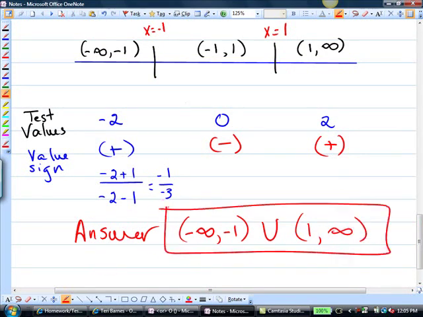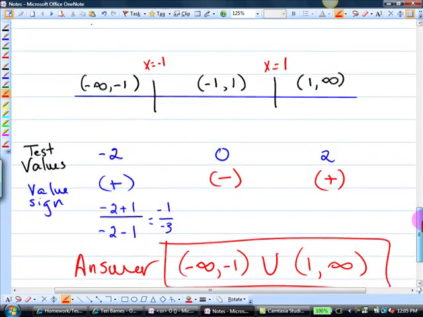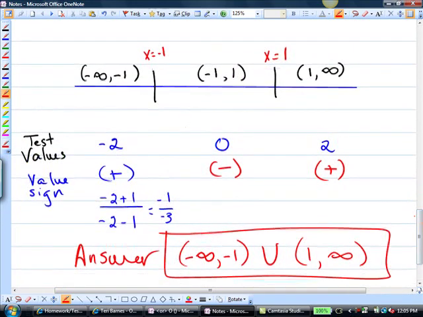If it had been less than 0, what would our answer be? Negative 1 to 1. That would have been the only answer. So for rational ones, it's a little bit more work. You'll definitely have one on the test that you have to show all that stuff.